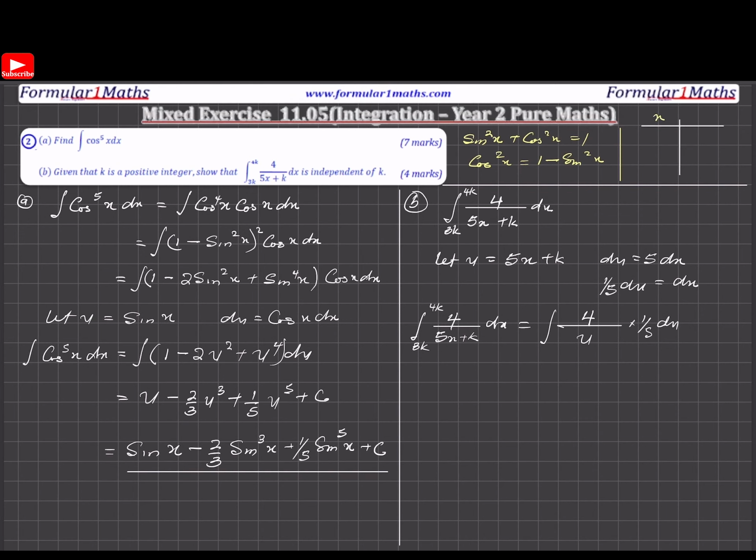Our values for x will be here, and that for u will be there. So when you have 3k, I put 3k here, I'll get 3 times 5, I'll get 15k plus k, that will be 16. So when x is 3k, u will be 16k. In the same way, when x is 4k, I get 21k. So we've got new limits, and we can put them in here. So I have 16k here, and 21k over there.